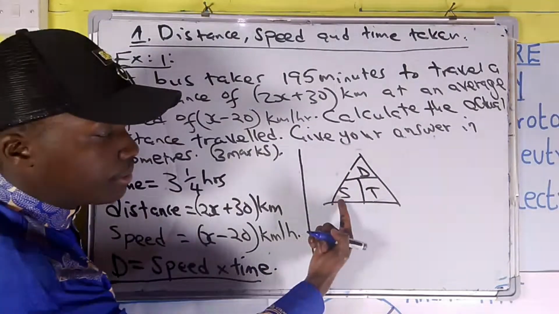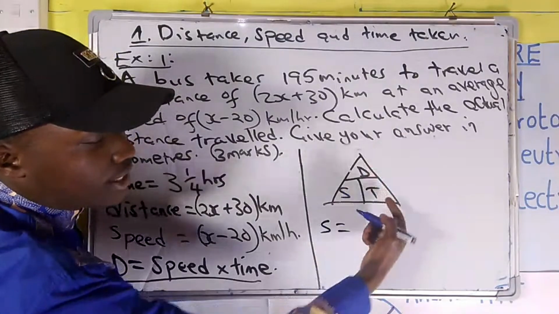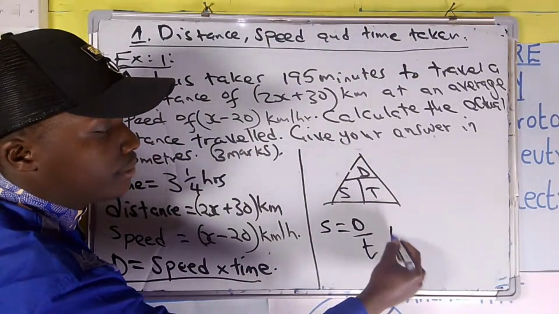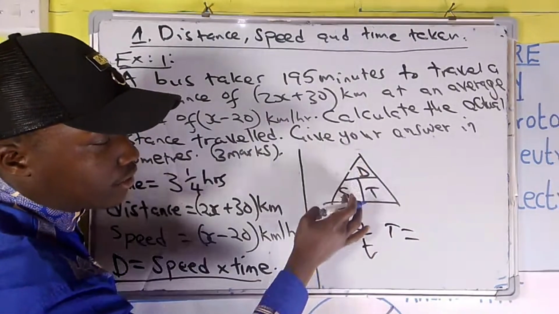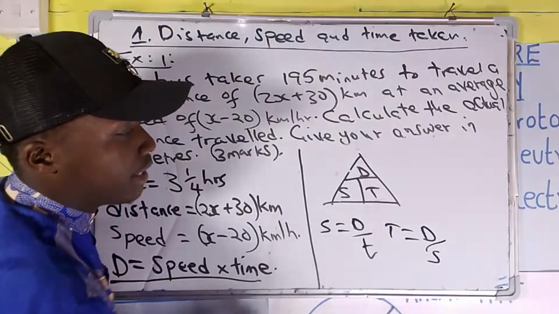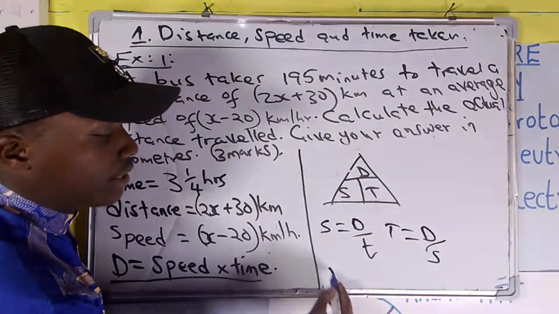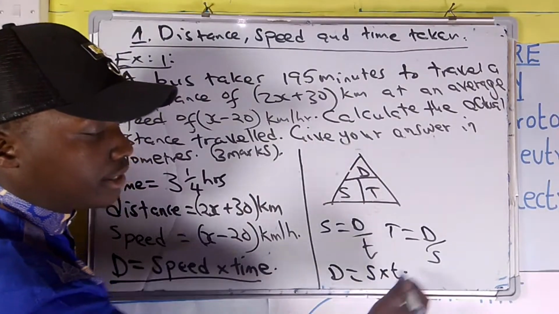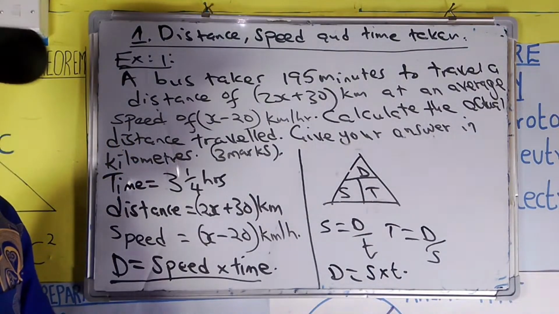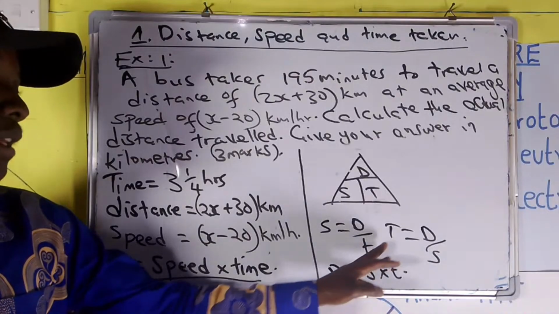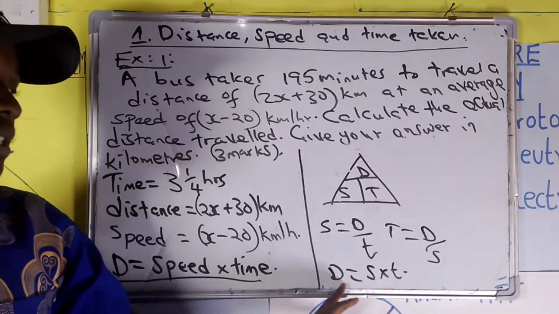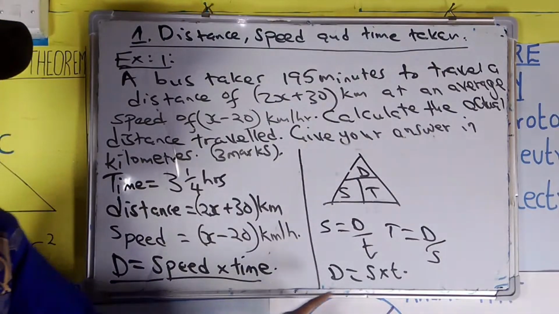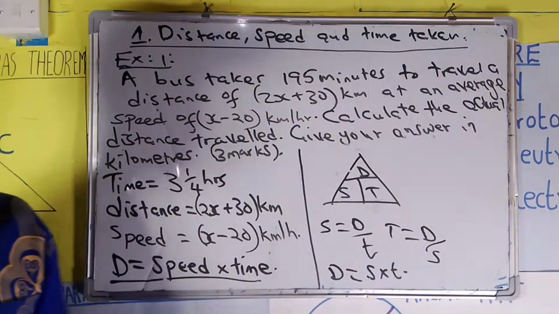So for you to get speed, we say it is d over t, distance over time taken. For you to get time, it is equal to distance over speed. And for you to get distance, it is speed times time. That is how we determine that. S is d over t, t is d over s, and d is equal to speed times time. So when we talk of distance is speed times time, at least you have seen where it comes from.